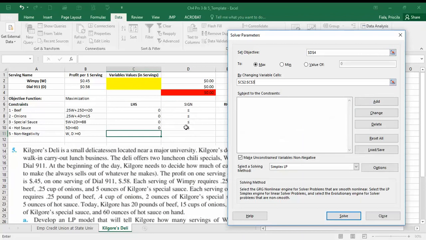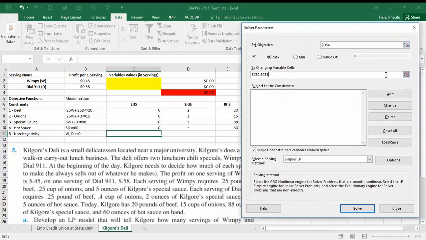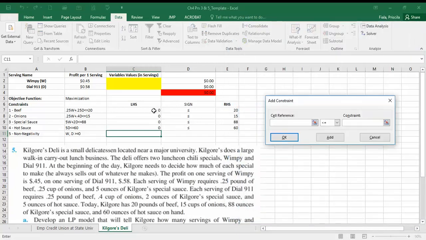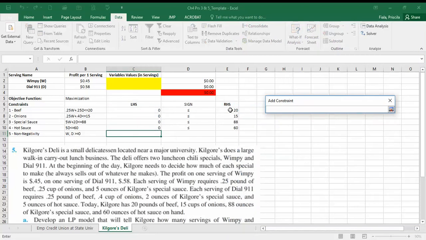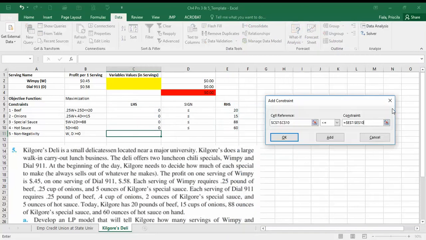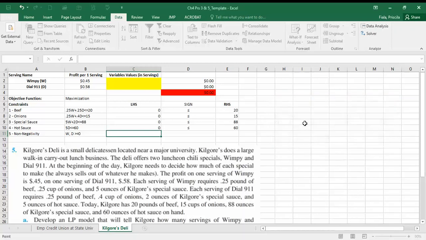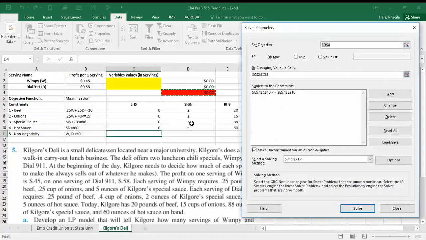But since I have the same sign, and I have shown you this shortcut before, all you can do is add all the left-hand sides, and then they are all smaller or equal to all the right-hand side. You could go ahead and do one by one. That's fine with me too. It's just easier since it has the same sign. If you had a different sign, then definitely you're going to have to do it separately.